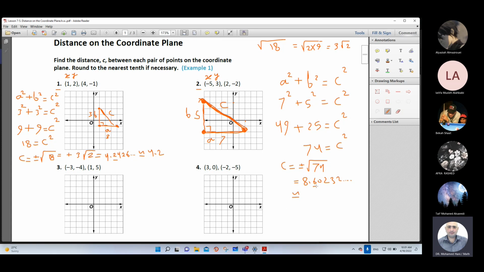And if you want to estimate to the nearest tenth, this is the tenths place here. Look to the right number here. We have 0, less than 5. So keep the same digit here. So the answer is about 8.6.